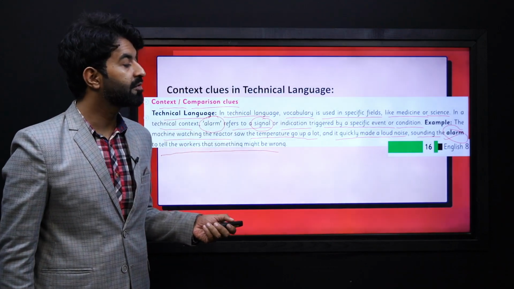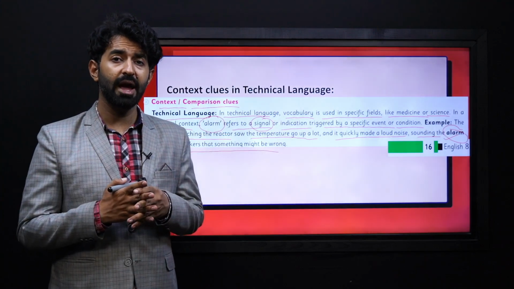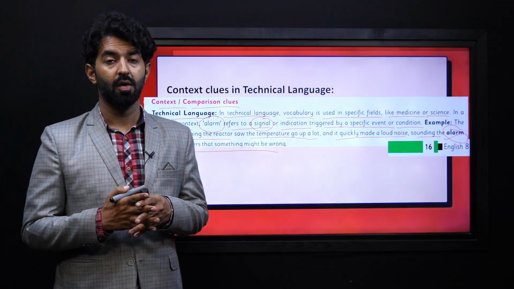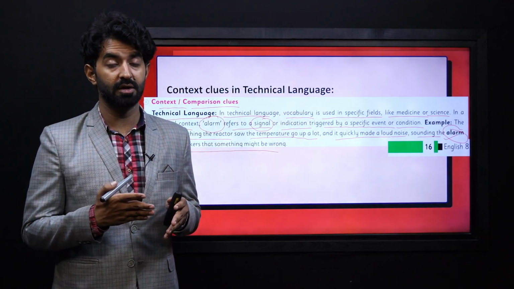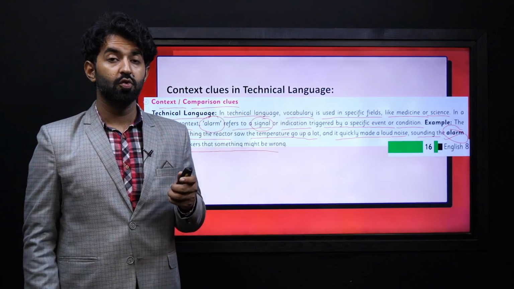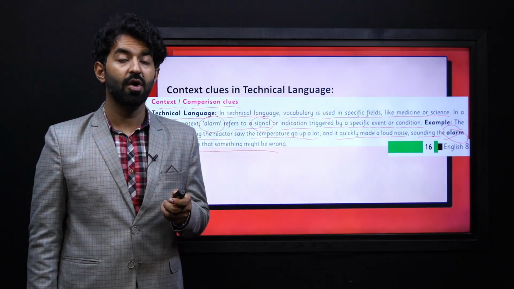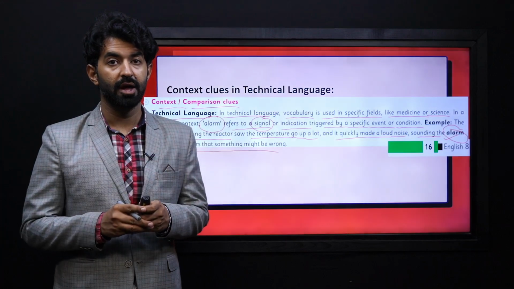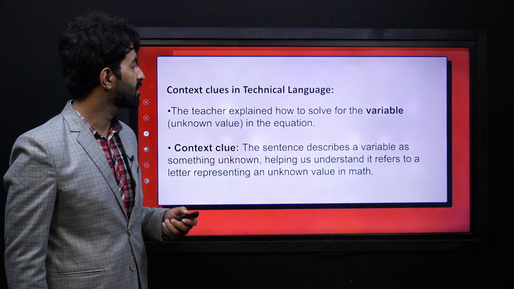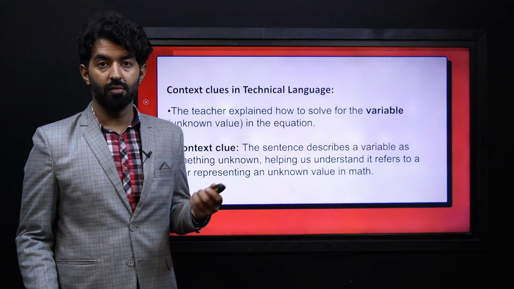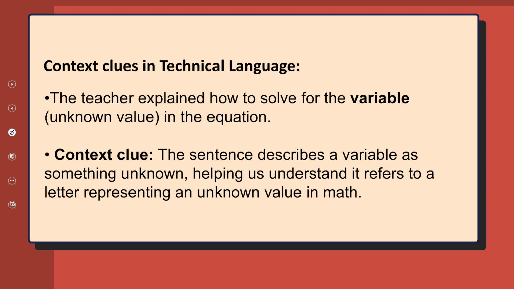So this is how you find out about any unfamiliar word or a word that has different meaning used in the passage. To reach out to the right meaning, you have to use the context clue in technical language or technical writing. Now, let's look at more examples about context clues in technical language.